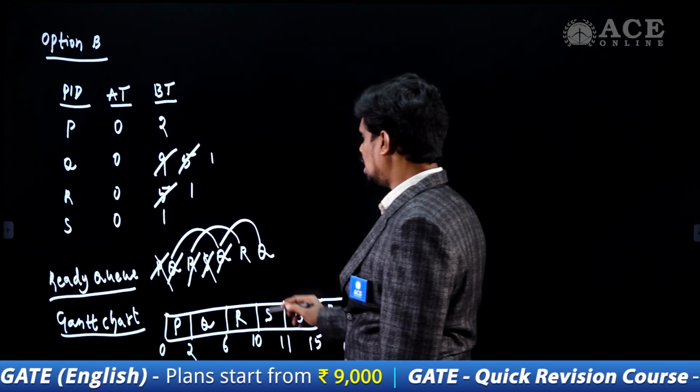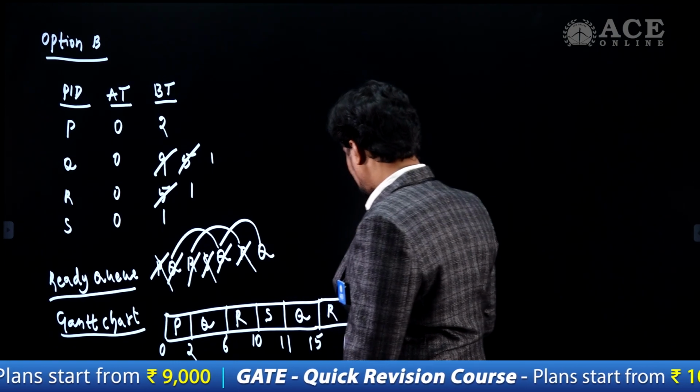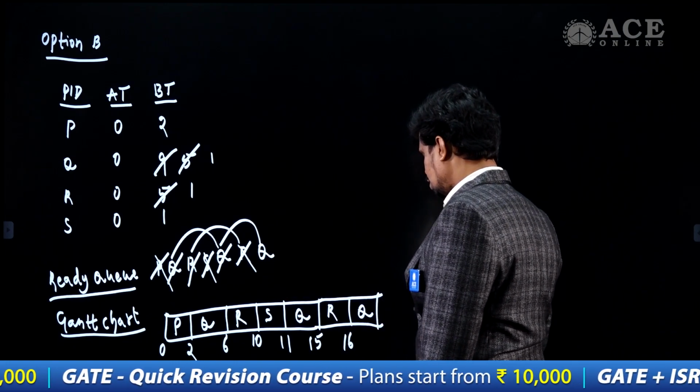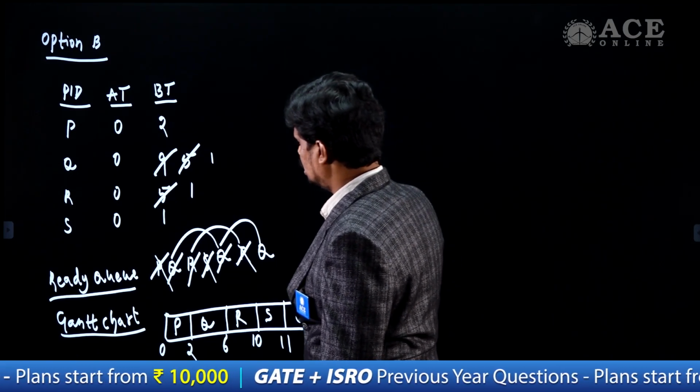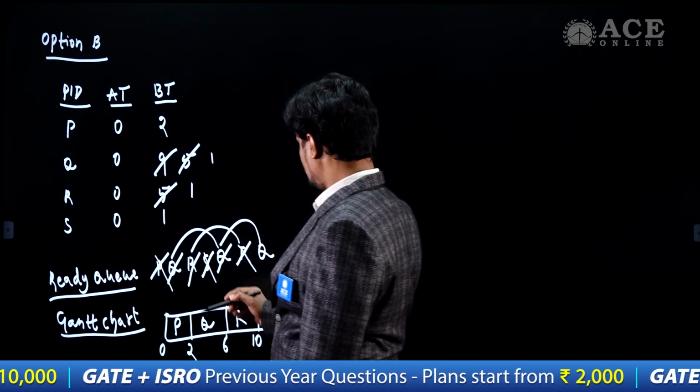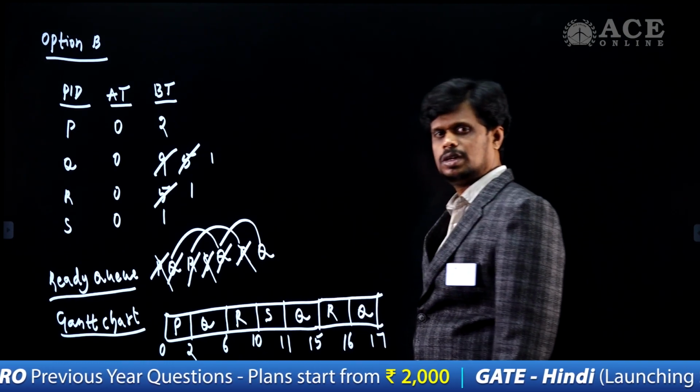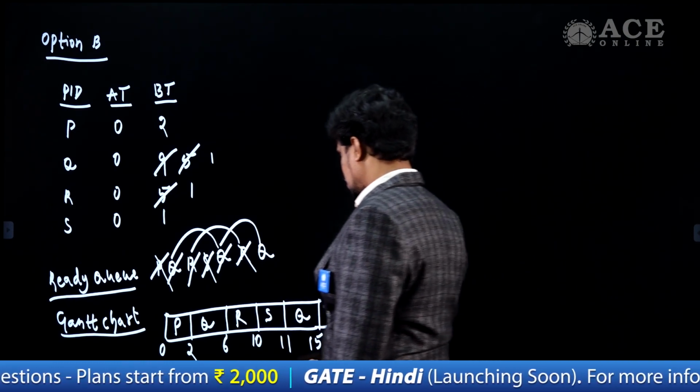And with this execution R is also finished. So now we have only one process, that is Q, which gets executed till 17, right? So this is the way how you can build the Gantt chart for this system. So now verify the number of context switches.